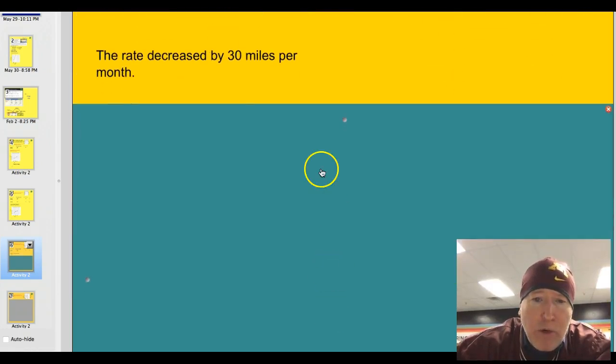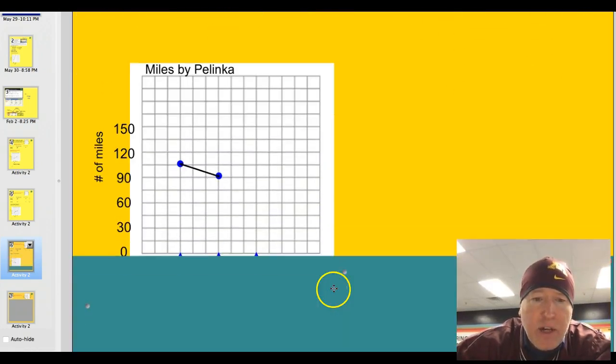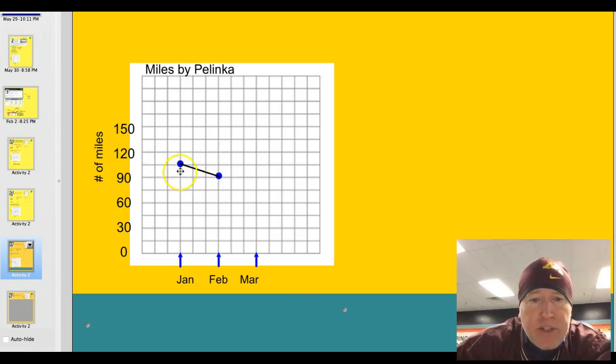We can graph this as well. Let me see if I slide down here. So you can see now we see this negative slope here. The rate has decreased from January to February.